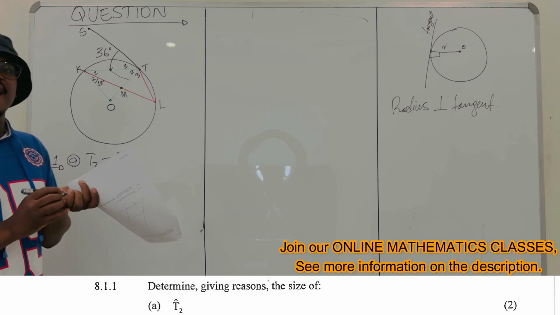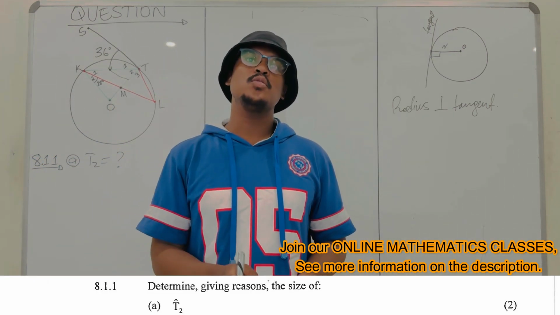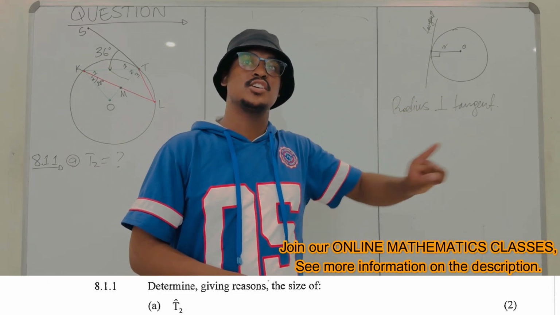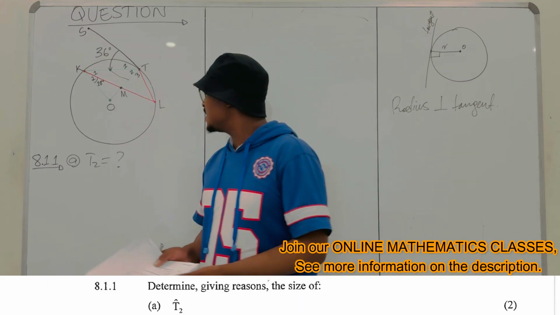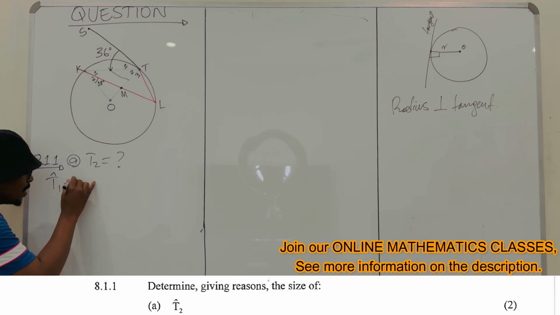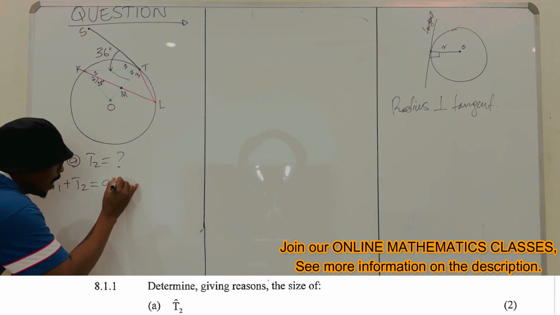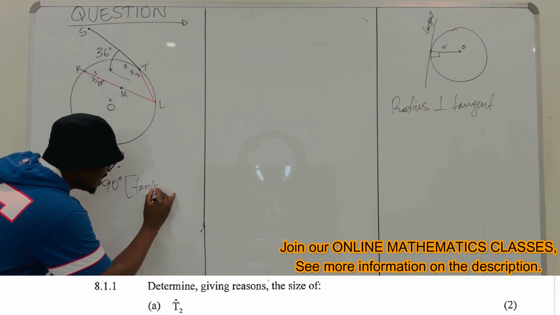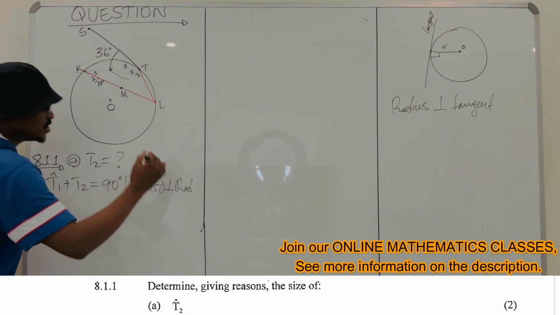So you know that the angle between the radius and the tangent is always 90 degrees because the radius is perpendicular to the tangent, which is what I'm talking about. I did a proof for this on my B.Ed. sessions. Go to my playlist to see what I'm talking about. So in this case, we know that if we say angle T1 plus angle T2, if we add both of them, they should give us 90 degrees. Why? Because a tangent, what is our tangent in this case? We can say our tangent ST is perpendicular to the radius. What is our radius? Our radius is OT.